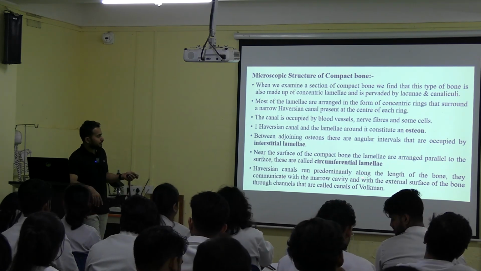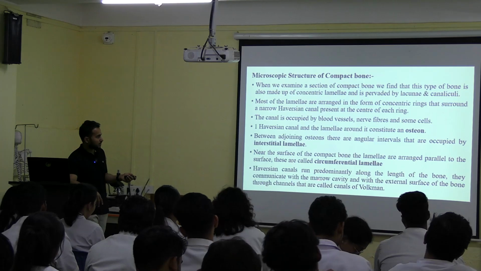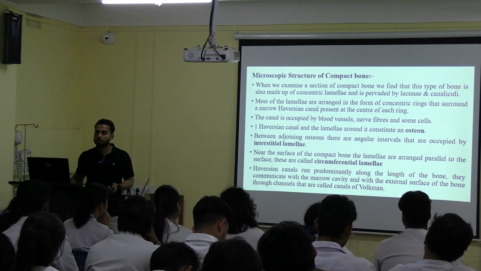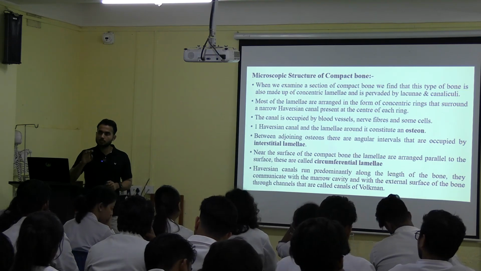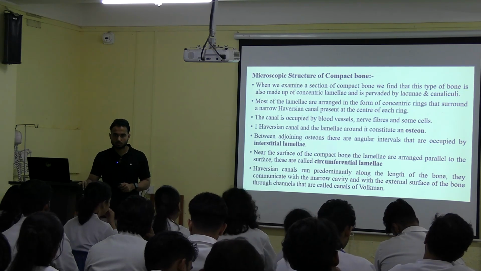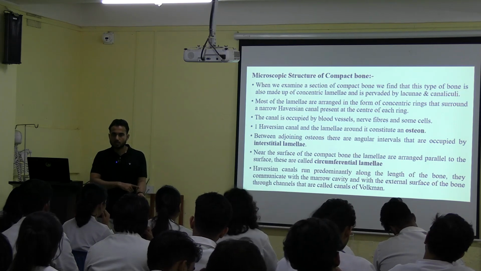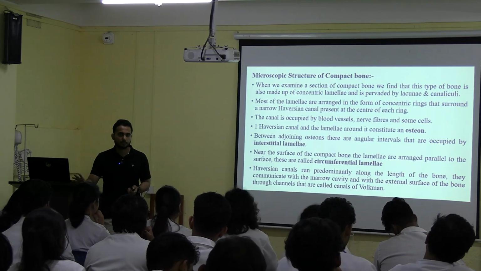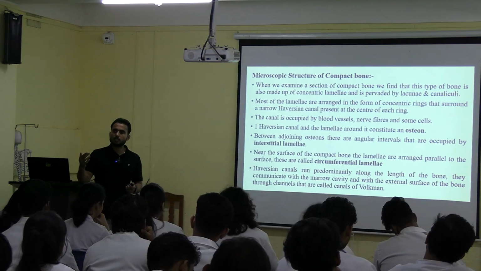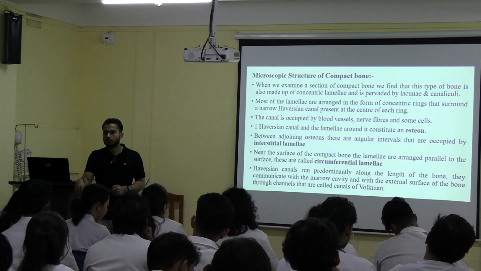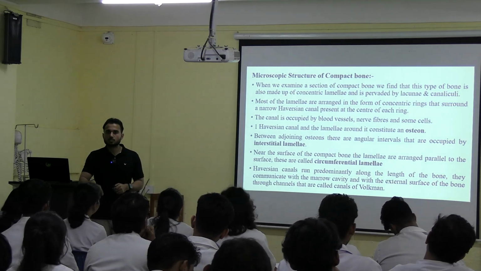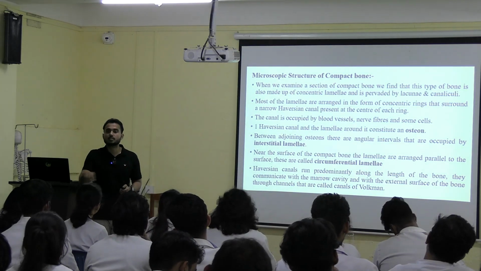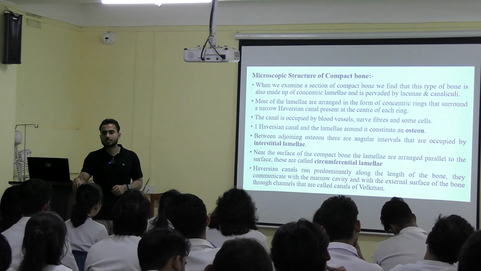Now the Haversian canals run predominantly along the length of the bone. They communicate with the marrow cavity and with the external surface. This is very important. Why? Because bone is also a living tissue. Living tissue means it needs blood supply and nerve supply. Without blood supply and nerve supply, bone can't survive, right? So how will the blood vessels enter inside the bone, and how will they travel inside the bone, because they can't pierce the bone? It is made up of calcium salts. So for that, these Haversian systems are there. Through this, the blood vessels can travel easily.